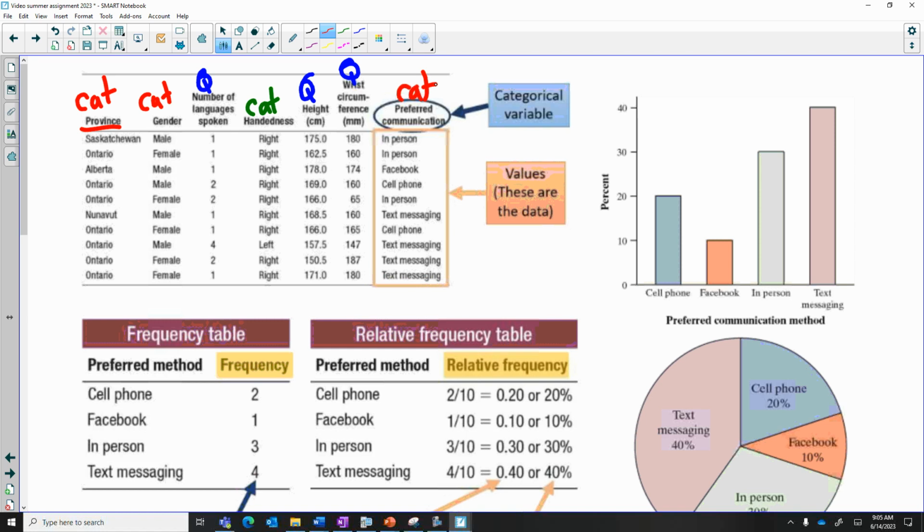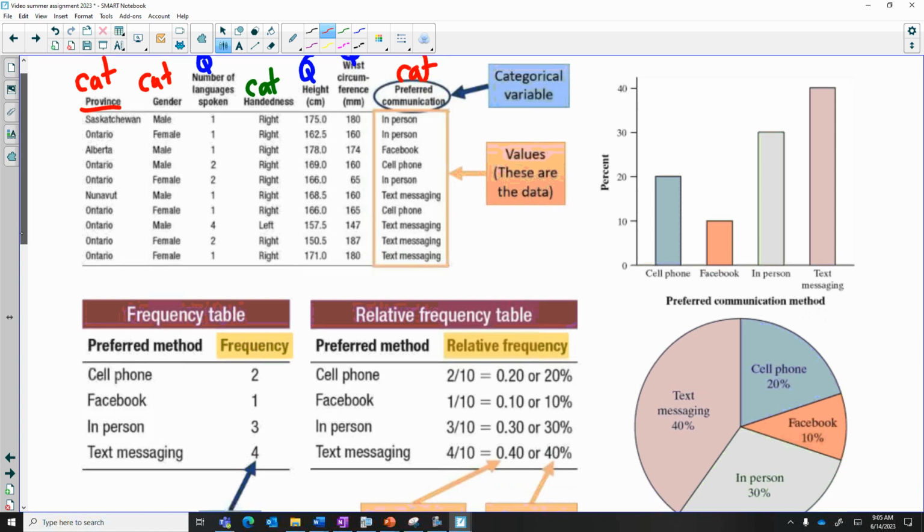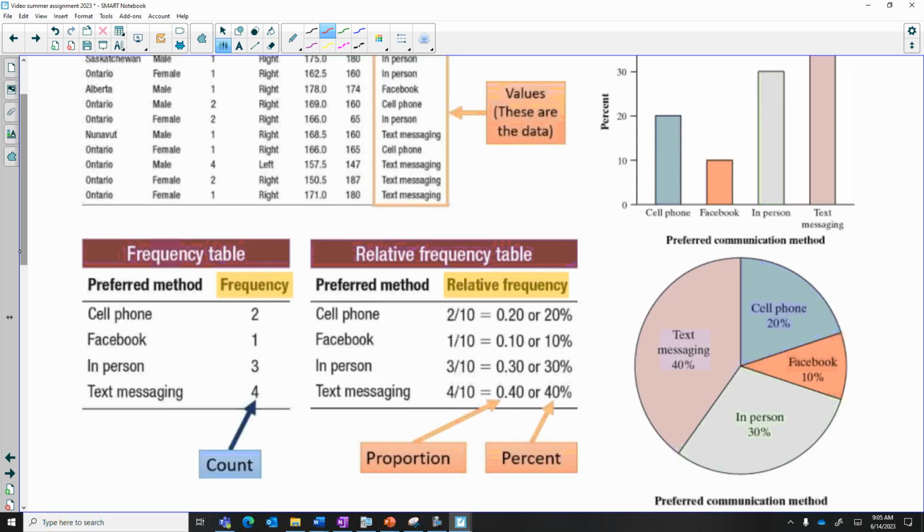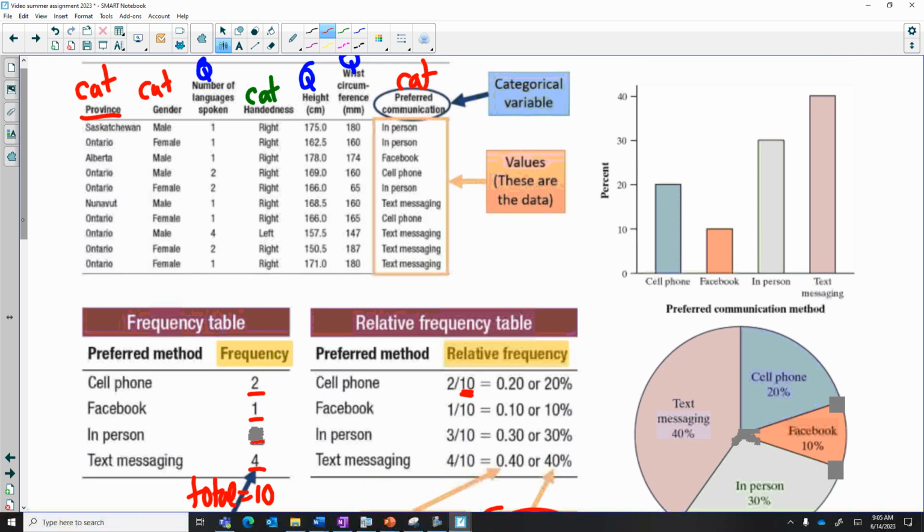So let's start by talking about categorical variable here, preferred method of communication. They asked these people, how do you prefer to communicate best? Using your cell phone, your Facebook, in person, or text messaging. So then what they did was they made what we call a frequency table, which is down here, and they counted up how many people said cell phone, how many people said Facebook, etc. And then they took it out of the total. So there were 10 people total, and they did the percent of each category. 2 out of 10, 1 out of 10, 3 out of 10, 4 out of 10. They got those percents, and then they were able to graph those in the form of those two graphs that I mentioned before.